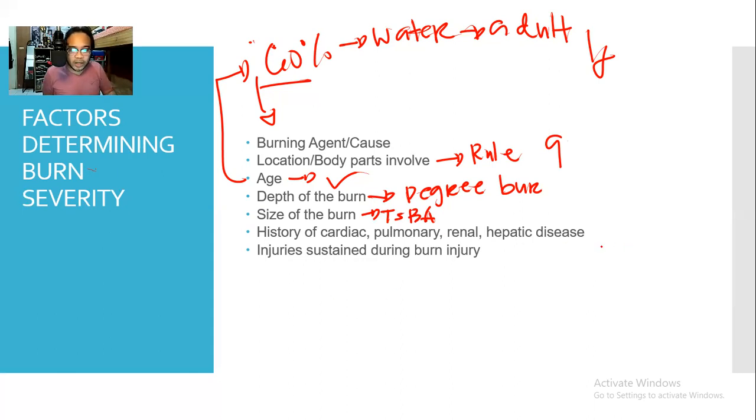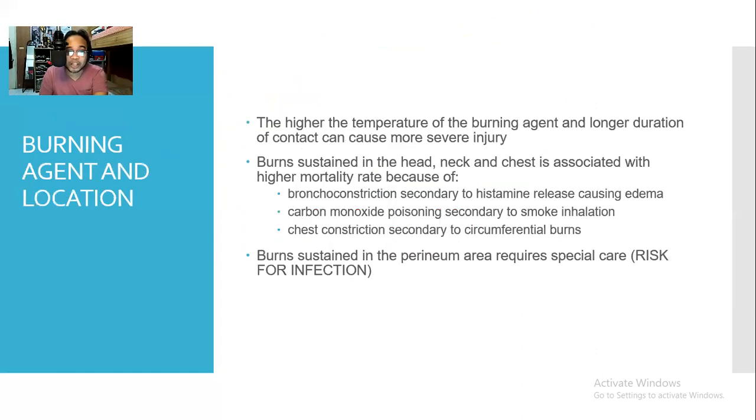History of cardiac, these are now our other categories. If there is a history of cardiac, pulmonary, renal, or hepatic disease, of course the management is more complicated, because they will be thinking that the kidney has a problem, the lungs have a problem, the heart has a problem, so there will be added management. Injury sustained during the burn injury as well, such as fractures and head injury. That is basically physical trauma. Burning agent and location: the higher temperature of the burning agent and the longer duration of contact can cause more severe injury.